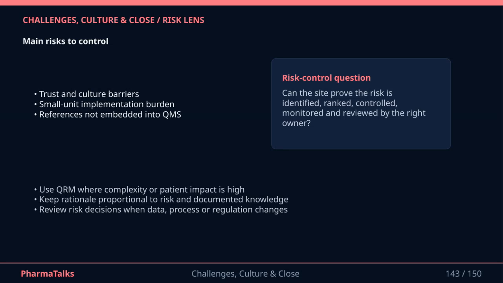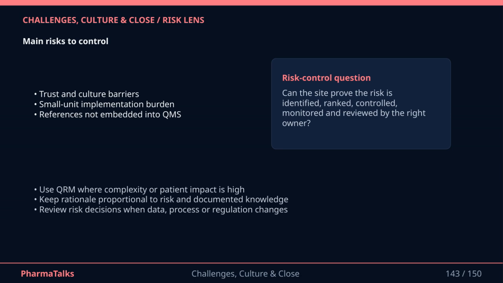Here, we're looking at the main risks to control within the context of challenges, culture, and risk management. One of the primary barriers we face is trust and culture. This can significantly affect how risk management practices are adopted and maintained. Another challenge is the burden placed on small units during implementation. They may struggle with resources or expertise. Additionally, references that are not embedded into the quality management system can lead to gaps in compliance and oversight. The key risk control question to keep in mind is, can the site demonstrate that risks are being properly identified, ranked, controlled, monitored, and reviewed by the appropriate owner? This accountability is essential to effective risk management.